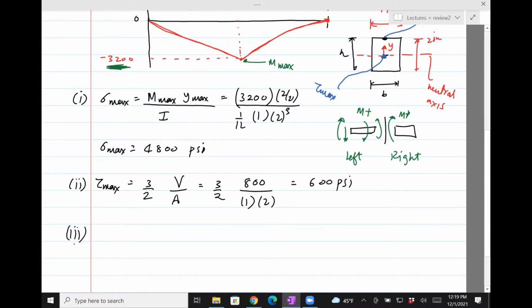Okay, now the final question is asking us to find the maximum shear stress.